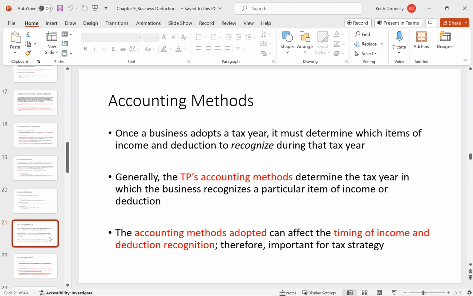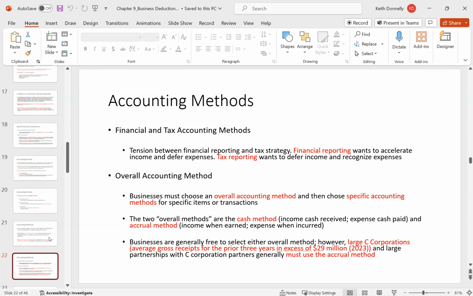Okay. So we said, income, expenses, we've got to figure out the tax year. Then we're saying, okay, once we know that period of time, we have to determine the items to recognize in that time period. In other words, what methods are we using to capture and report our income and deductions? What is the overall idea here? Are we going to be more of an accrual basis taxpayer or a cash basis taxpayer? And that's really what's going on here.